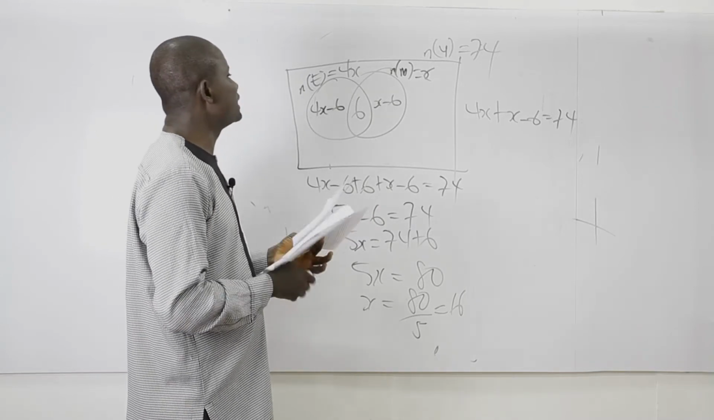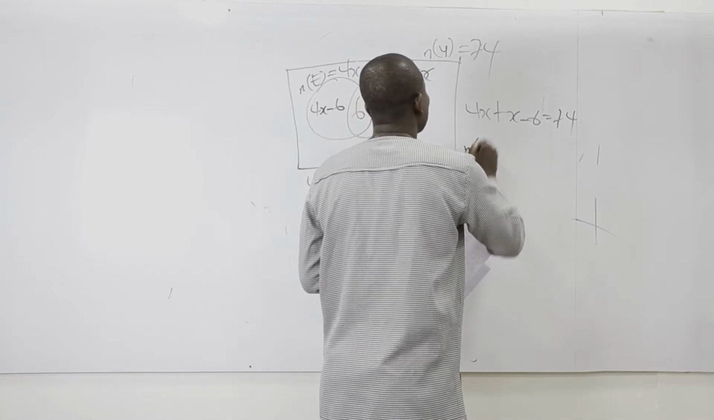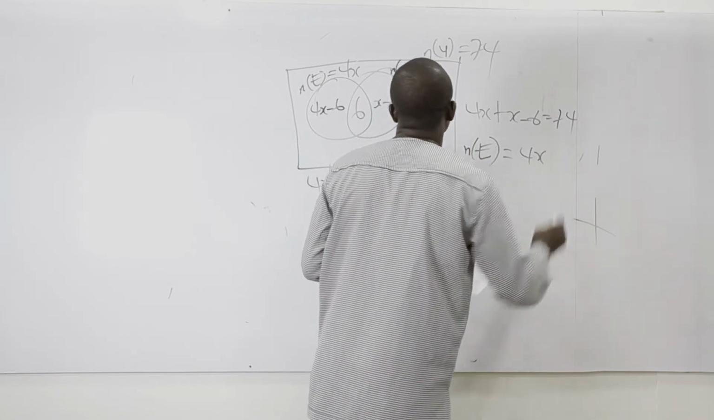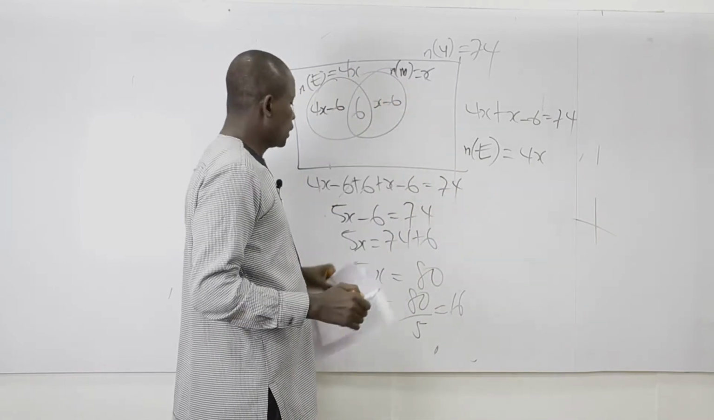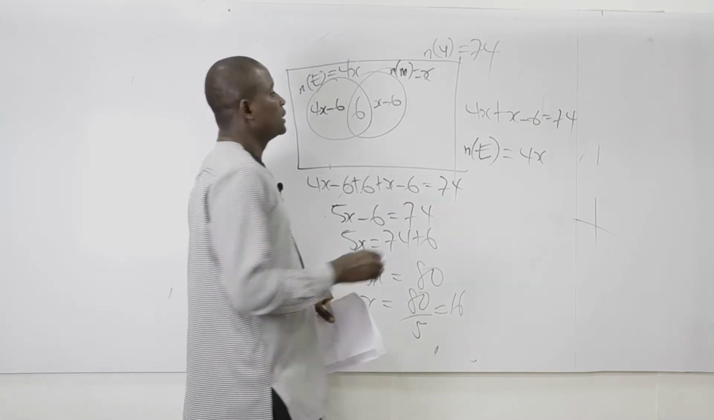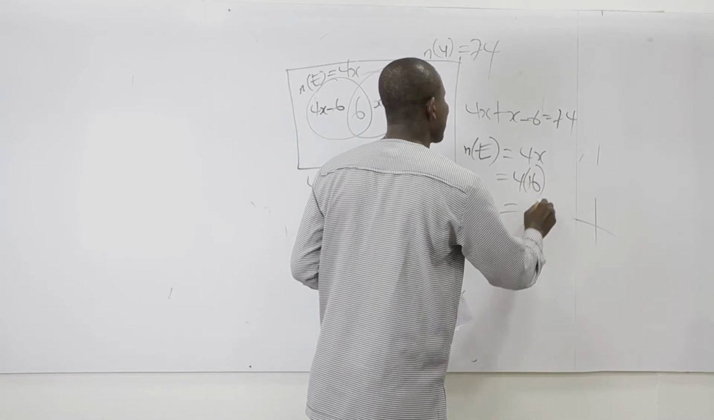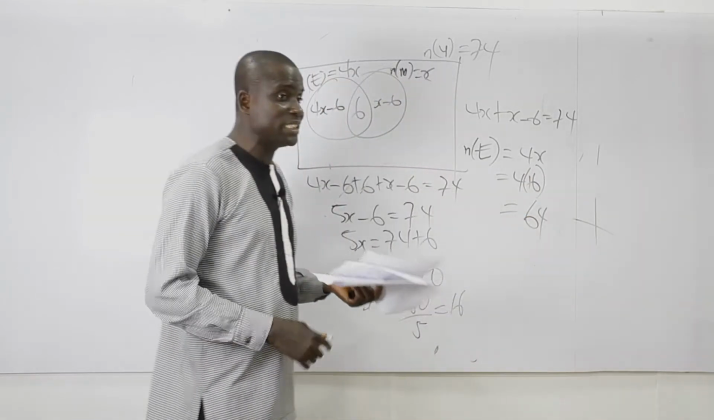So if x is 16, then what is NE? I'm talking about the number studying English. NE is what? 4x, right? The whole of NE is 4x. So if you have got x to be 16, then NE is going to be 4 times 16, and that yields what? 64. It's as simple as ABC and easy as 1, 2, 3.